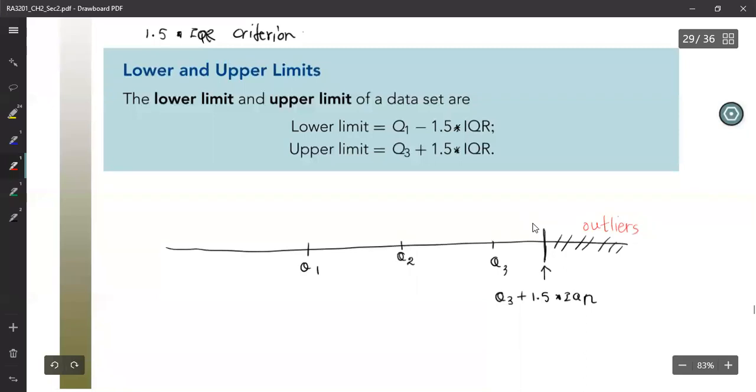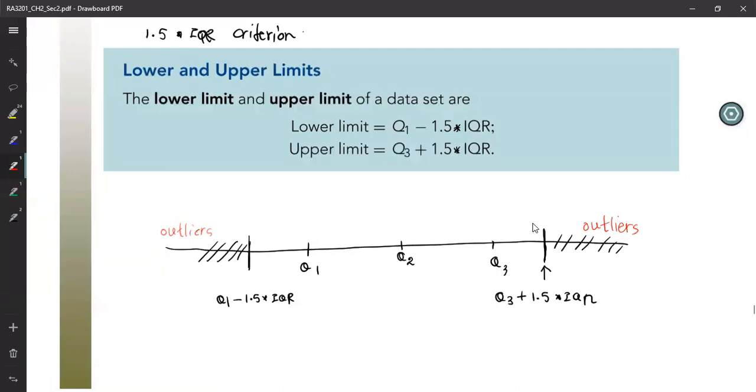Now you do the same for the left-hand side. You get Q1 and subtract 1.5 times IQR. So you will find this value somewhere here. Any value beyond this point is an outlier. Is that clear? So your minimum and maximum can be somewhere. It may be in this outlier range or not.